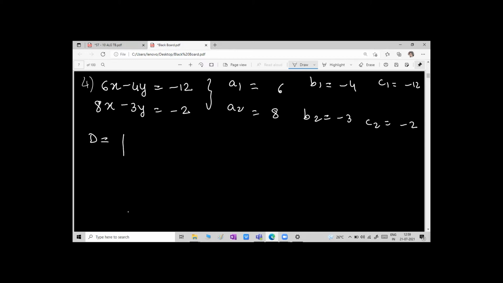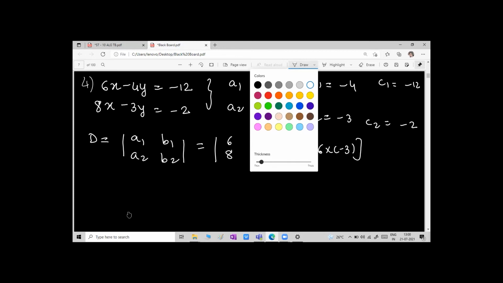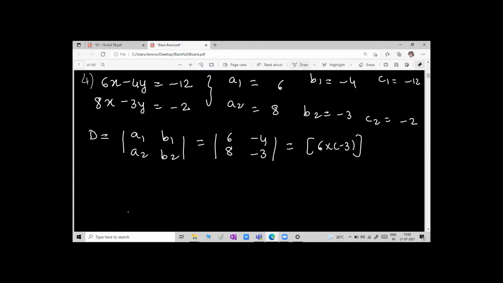Now we need to find the determinant. We find the determinant using A1, A2 and B1, B2. A1, A2 is 6 and 8, and B1, B2 is -4, -3. Just solve it and use brackets to avoid mistakes: 6 into -3. If you are still not getting the determinant solving part, I would suggest you go through the previous lecture series. Let me use some color and tell you that we always follow the method of cross multiplication.